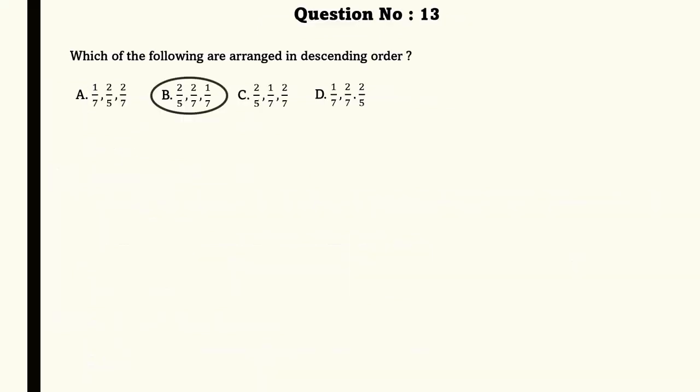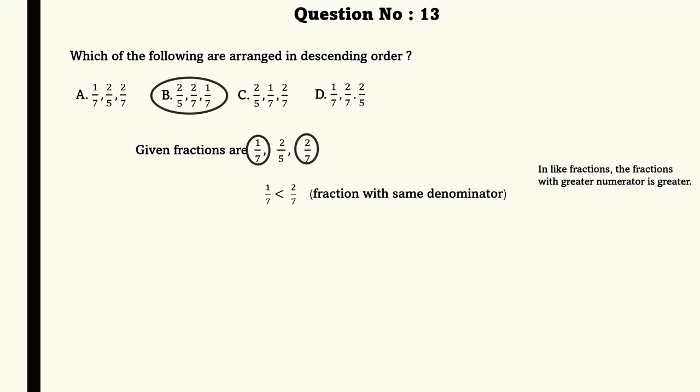Now let's move on to question number 13. Which of the following are arranged in descending order? It is option B, because the given fractions are 1 by 7, 2 by 5 and 2 by 7. As we can see here, two of these are like fractions because they have the same denominator. So we can see clearly that 2 by 7 is greater than 1 by 7.